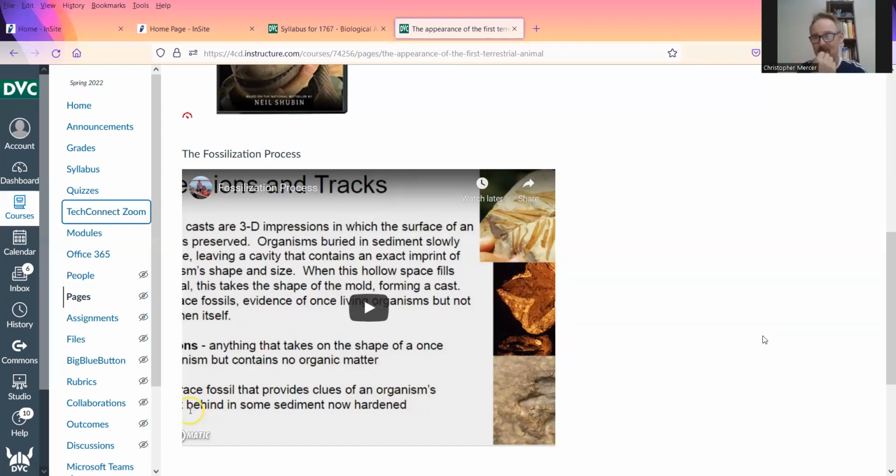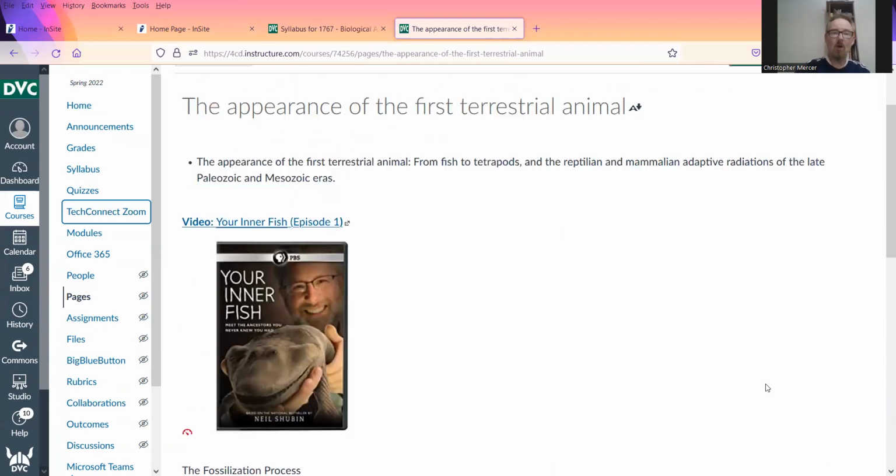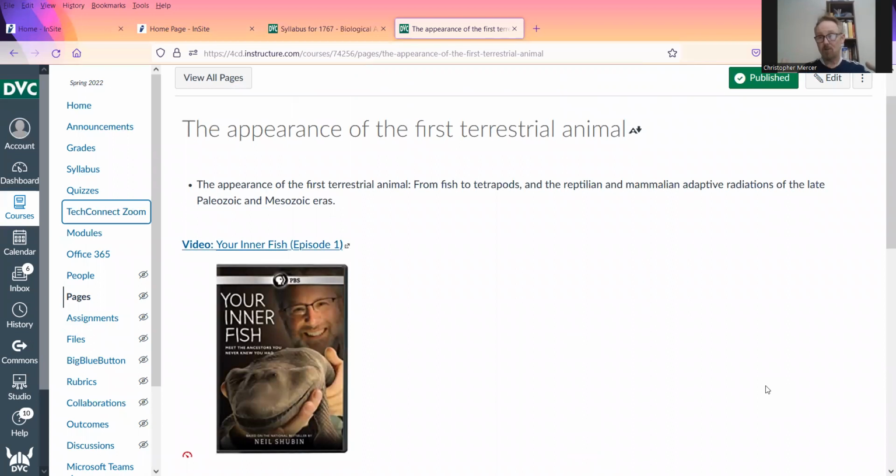So I want you to watch that fossilization process so you understand what fossils are, and what sort of information fossils can give us. Okay, so that's important to look at too. And there will probably be a quiz question or two on there, so I want you to pay attention to it. All right. Okay, so hopefully you'll understand what you need to do within the session.